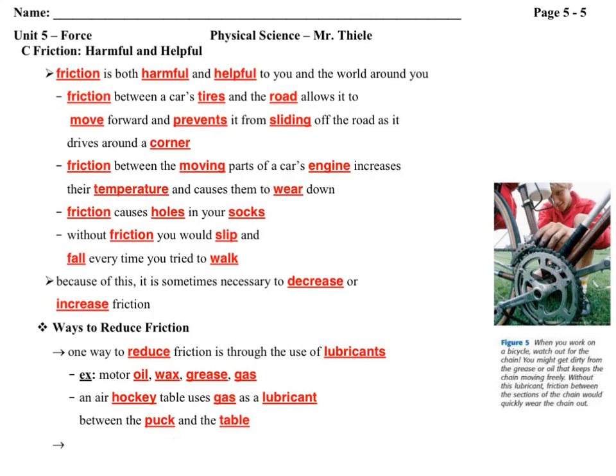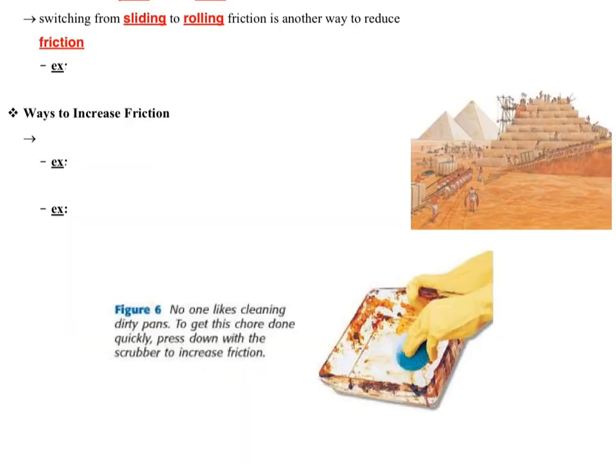Another way to reduce friction. What's another way to reduce friction? Another way to reduce friction is by switching from sliding to rolling friction. This is another way that we can reduce friction as well. So what's an example of switching from sliding to rolling friction? And I gave this example in class and it's in your notes.